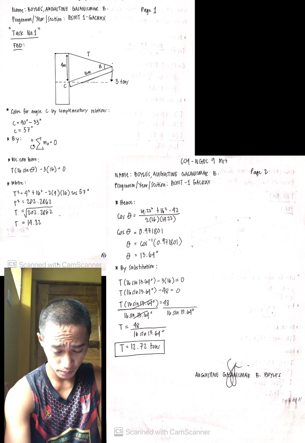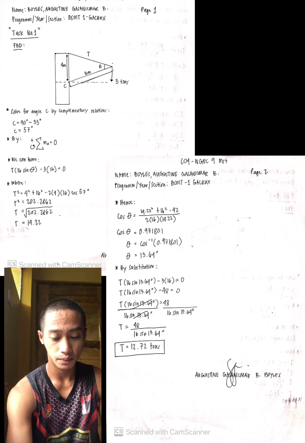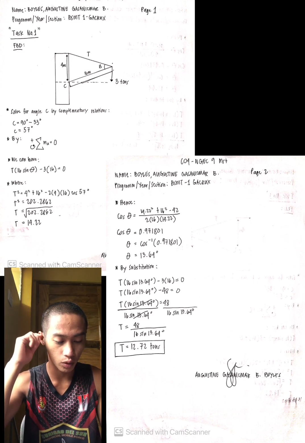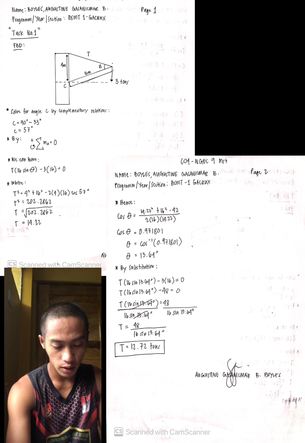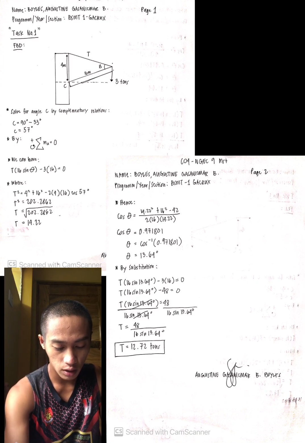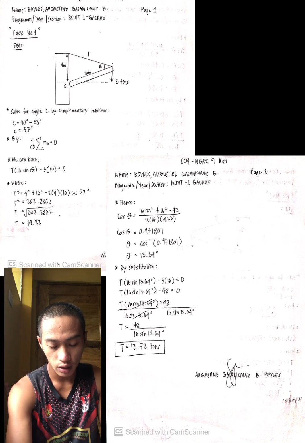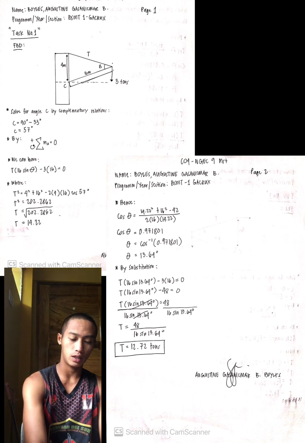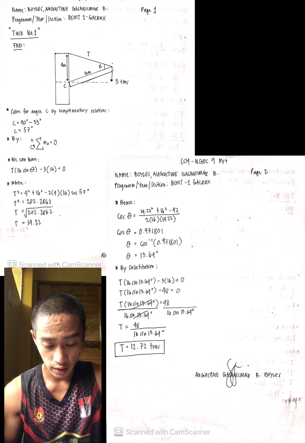Hence, cosine theta equals 14.22 squared plus 16 squared minus 4 squared over 2 times 16 times 14.22. So cosine theta equals 0.971801. We transpose the cosine, so theta equals cosine raised to the power of negative 1 of 0.971801. So theta equals 13.64 degrees.